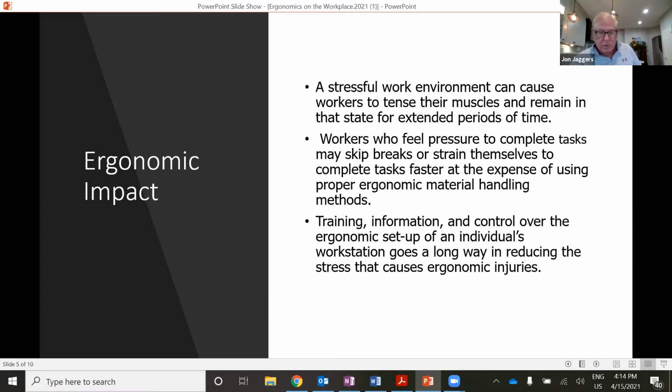So really, training, information, and control over the ergonomic setup of an individual's workstation goes a long way in reducing stress that causes those ergonomic injuries. And what we found out when we brought this expert in is that we had a lot of workstations with different pieces of equipment on them, and in a lot of cases, two things were happening. The equipment was not placed properly for minimum movement, and they were tending to lean forward to try to get their hands on everything.